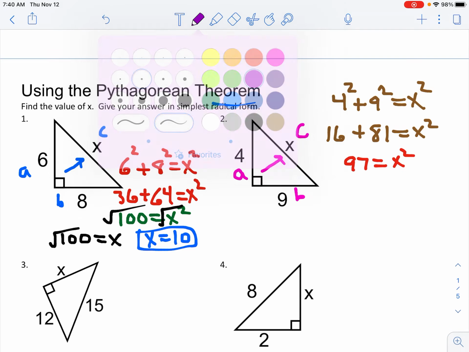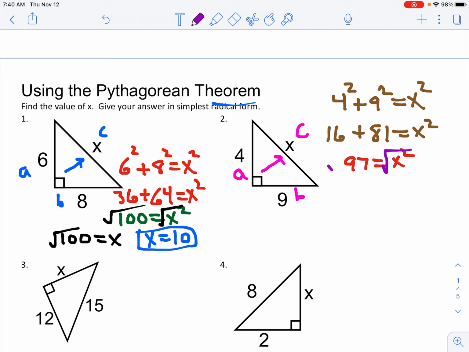Now, to solve this, I'm going to square root to get rid of that square. So my answer I can leave as square root of 97 because it's not a perfect square. So you may leave your answer like that since I can't take that any further.